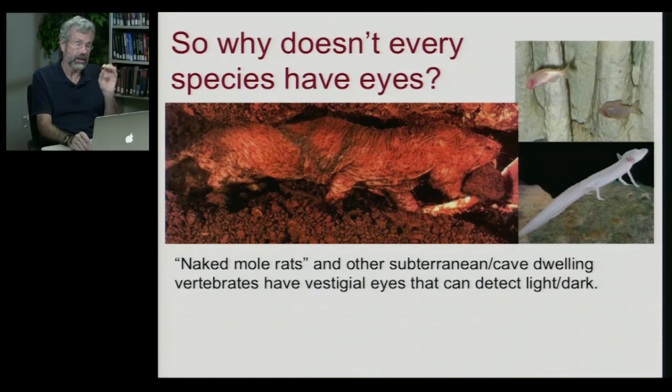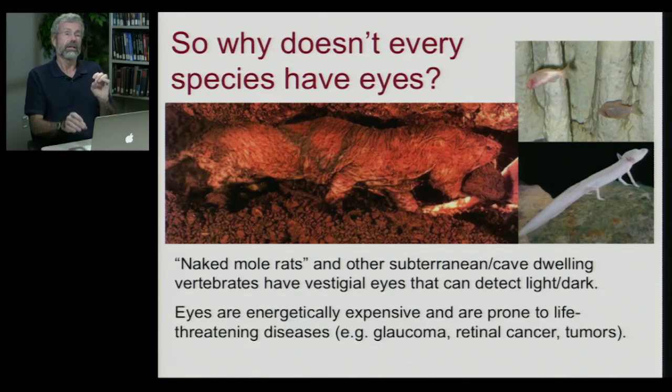But why is it that this has gone back? Well, it turns out that eyes are very energetically expensive. Looking around, absorbing the information that you're seeing, that takes a lot of energy. And if you don't need to expend that energy, then there's no reason to have the trait. And furthermore, the eye is such a complex organ with specialized cells that these have associated diseases like glaucoma and even retinal cancer and tumors. So having an organ that you don't use that's prone to life-threatening disease is a good reason for natural selection to eradicate the trait when it's no longer needed.